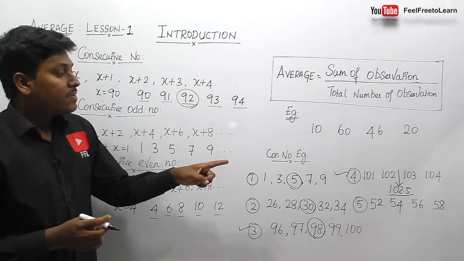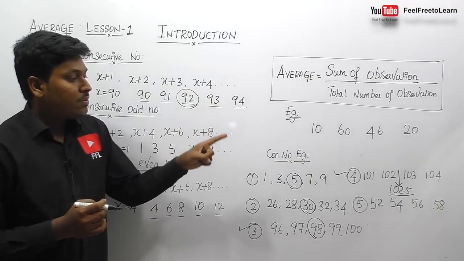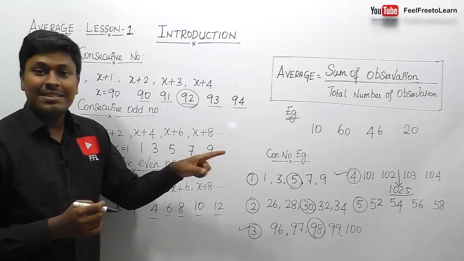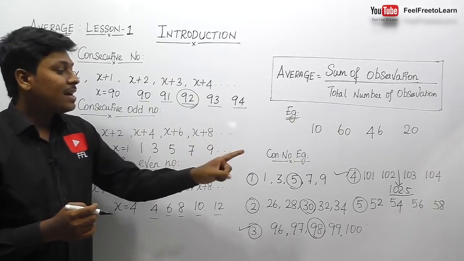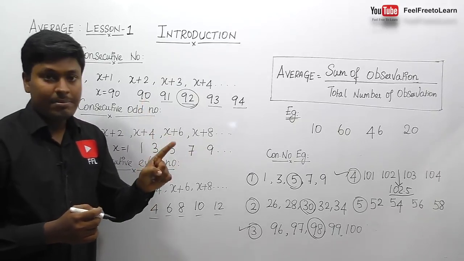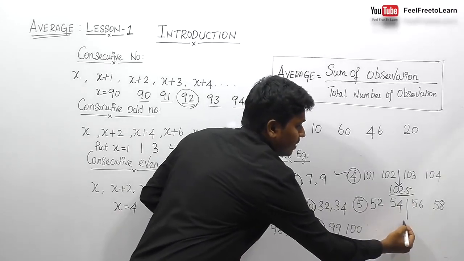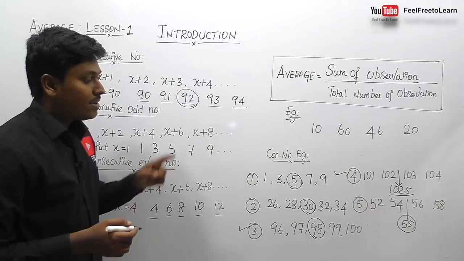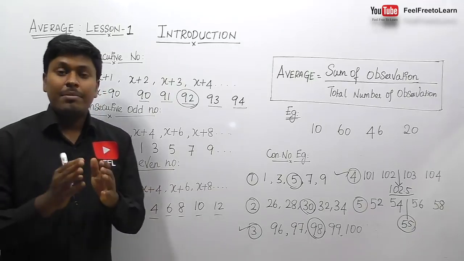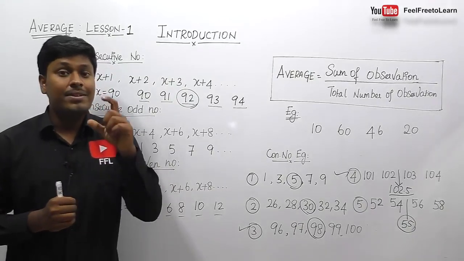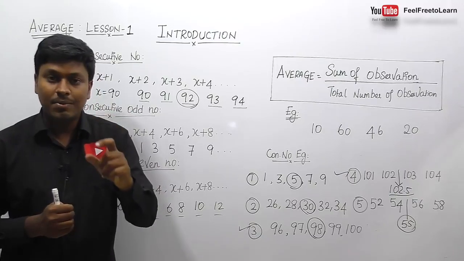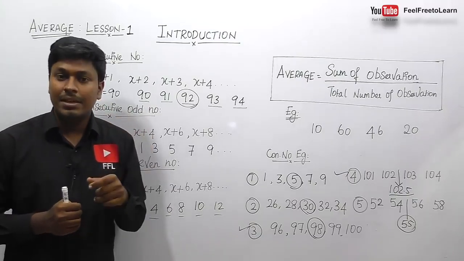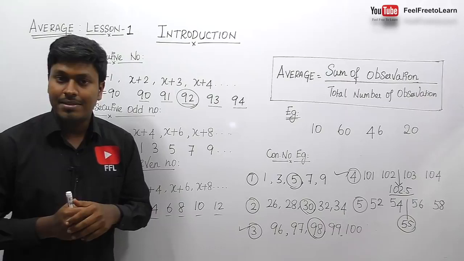So friends, last, the fifth question: 52, 54, 56 and 58. It is consecutive even numbers, right? If it is consecutive even numbers, the center number will be its average. Here the center number will be 55. So we can finally say that the average for example number 5 will be 55. So friends, remember only one simple concept: if it is consecutive numbers, consecutive odd numbers or consecutive even numbers, the center number will be its average, right?